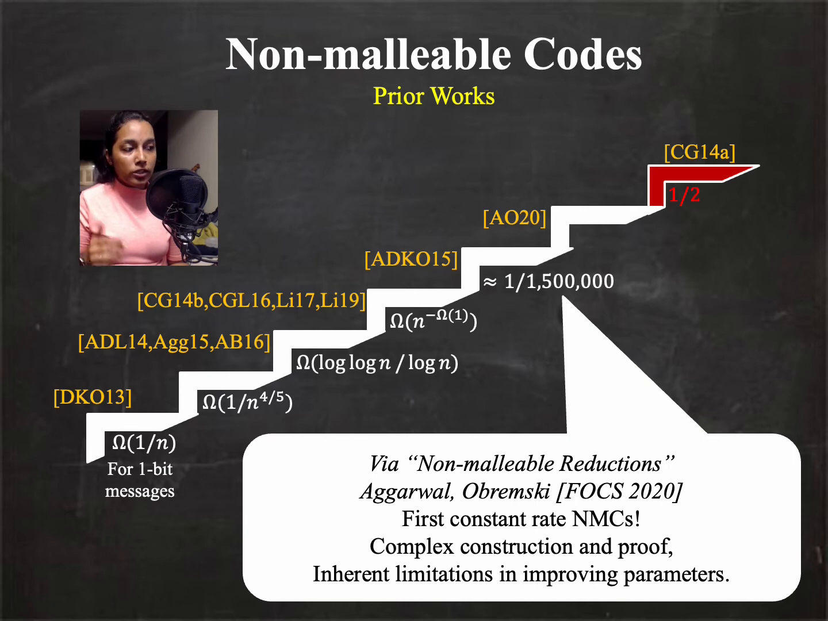What they call non-malleable reductions is a step-by-step process, and every step of it incurs a loss in parameters, which is not salvageable. So further improving on this constant rate turned out to be almost impossible, which once again led to the question of finding newer techniques to build non-malleable codes that potentially lead us to our final target.